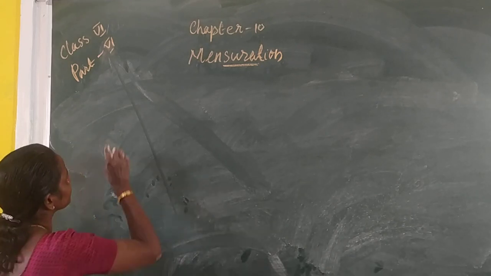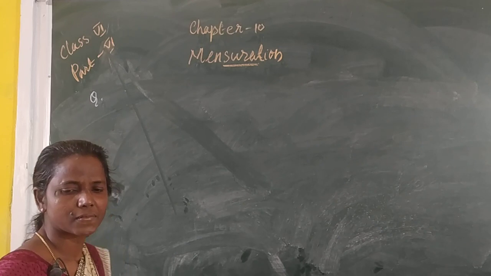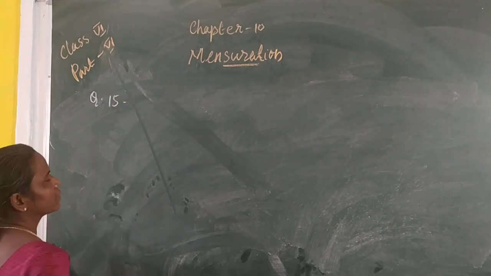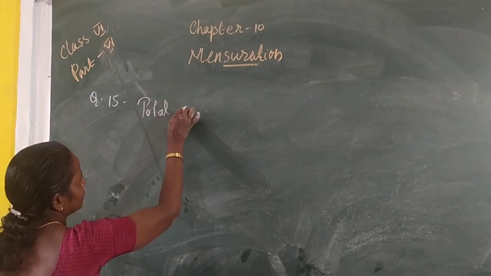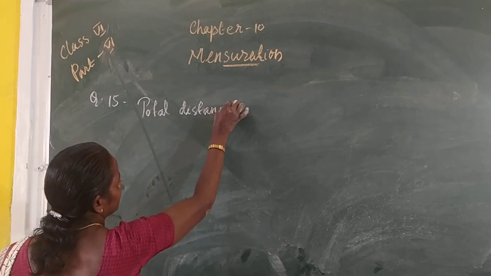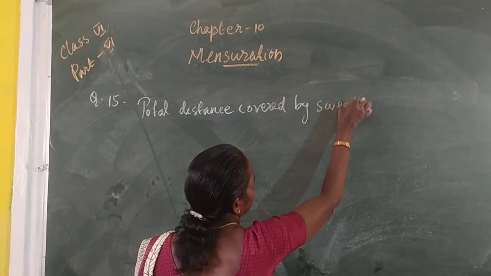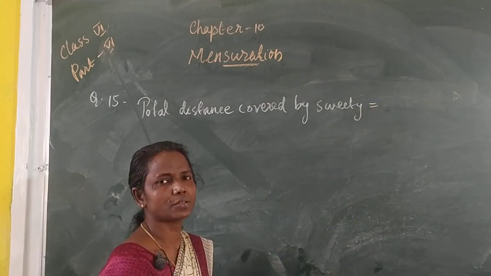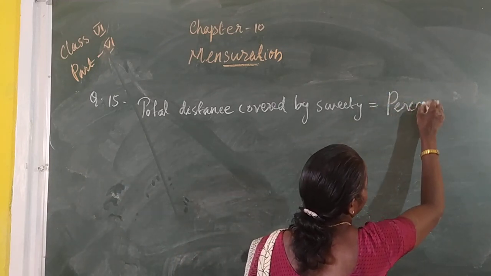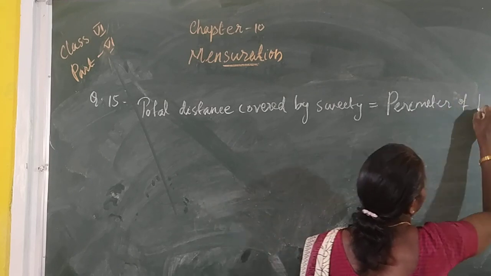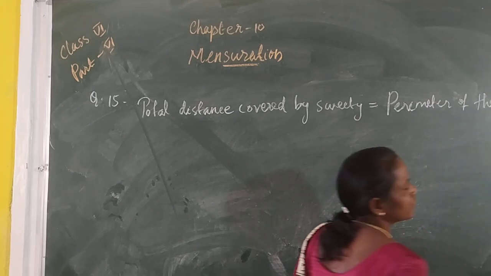Question number 50. Total distance covered by CT is equal to the perimeter of the square park.